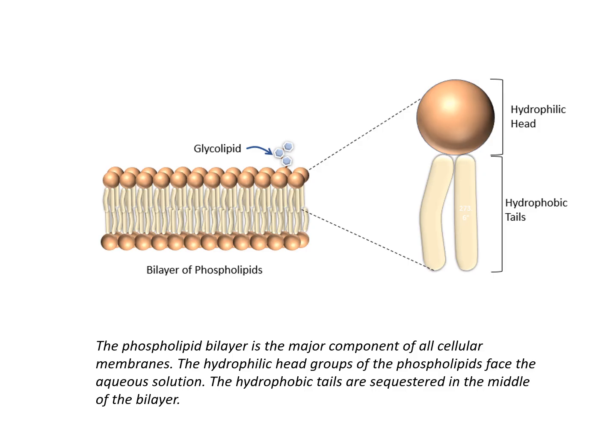The phospholipid bilayer is the major structural component of all cellular membranes. Each phospholipid has a hydrophilic head that faces the aqueous environment either inside or outside the cell, while the hydrophobic tails are tucked away in the interior of the bilayer, shielded from water. Because of this dual nature, phospholipids spontaneously form membrane-like bilayers whenever they're placed in water.